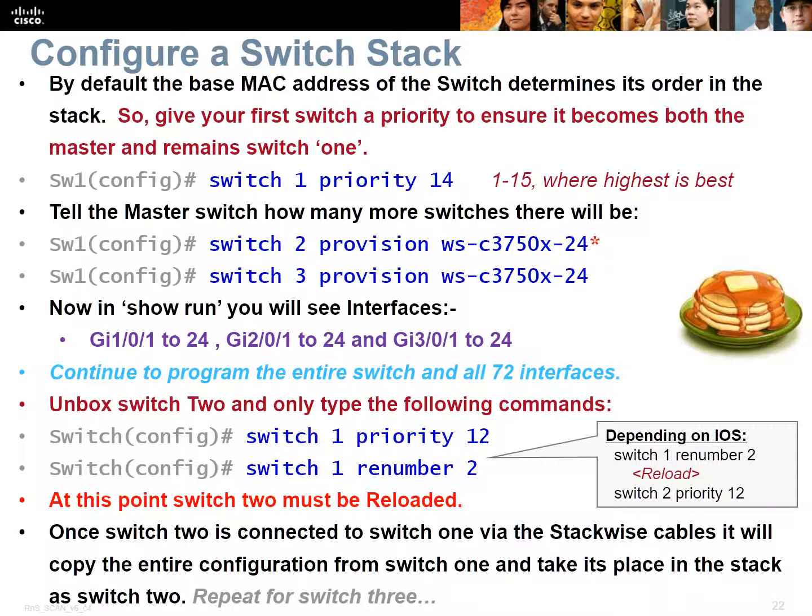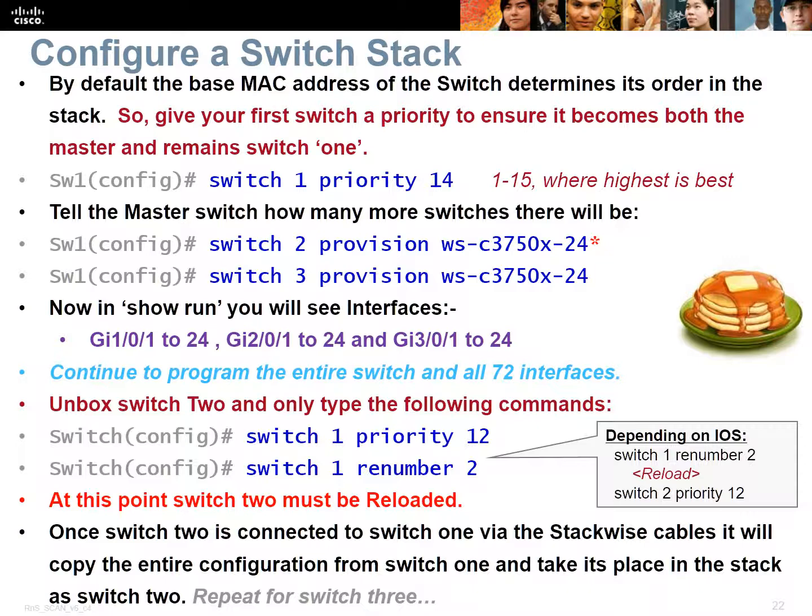That's the other good thing about the stack: all switches have a full copy of the running config. So if the master dies, you don't lose anything. You could lose 2 or 3 masters and then just replace them with blank switches, and they'll get their config from the other switches.